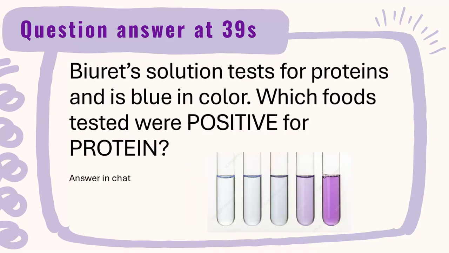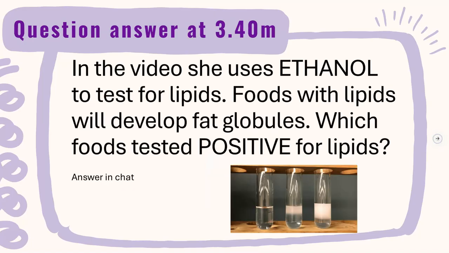Biuret's solution tests for proteins and is blue in color. Which foods tested were positive for protein? In the video, she uses ethanol to test for lipids. Foods with lipid will develop fat globules. Which foods tested positive for lipids?